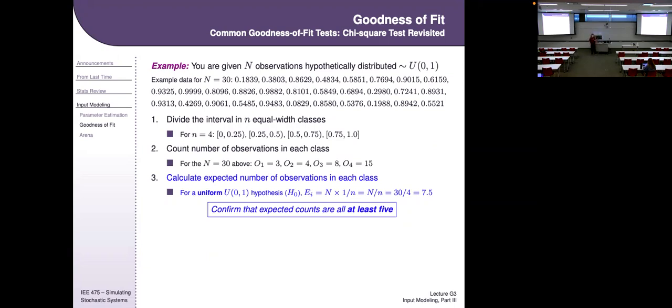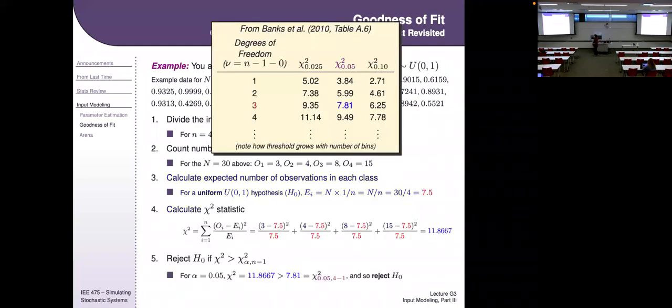There are 4 bins, so there's a 25% chance of landing in each one. So this is just taking the total number times 25%. Since the total number is 30, 25% of that is 7.5. That's where we got our expected count, and that's a generic way of doing it. We confirm that it's at least 5, so we can continue on with the chi-squared.